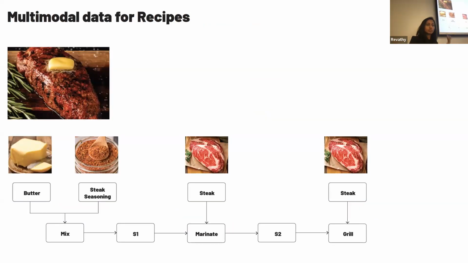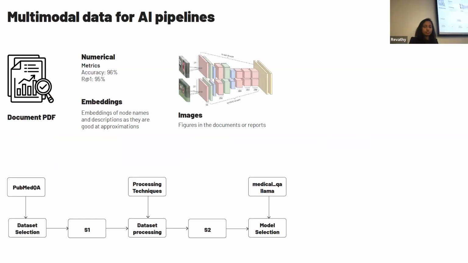The multimodal data for recipe process graph looks as follows, where we have ingredient images and food images. And the multimodal data for AI pipeline looks as follows. It consists of documents that explain the details of AI pipeline executions, the images that are present in the document, and by default, we have the text and numerical data.